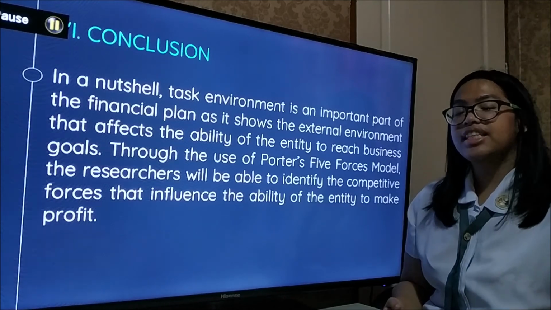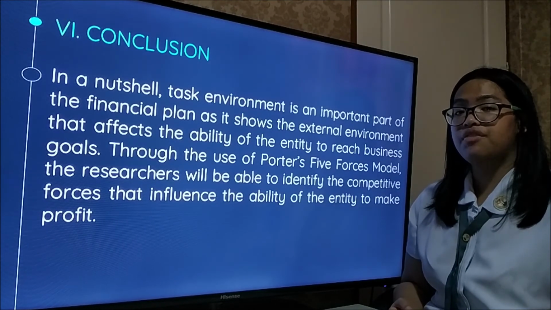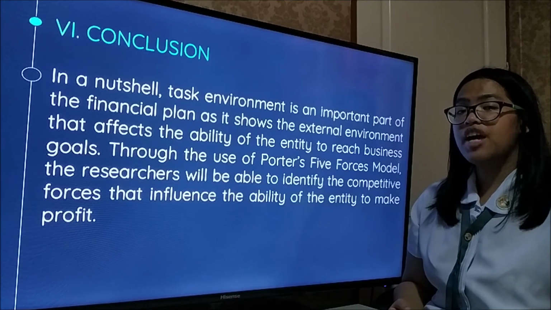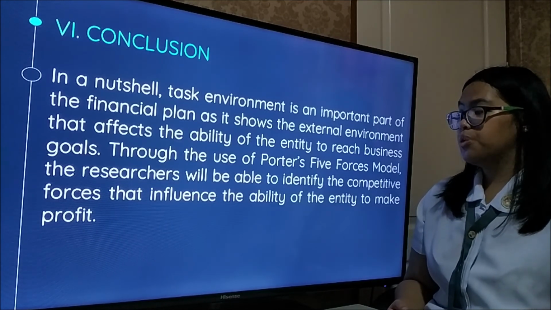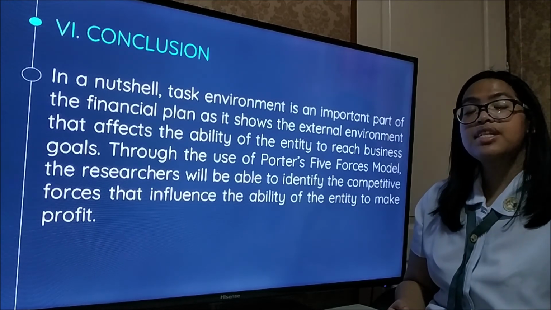In a nutshell, the task environment is an important part of the financial plan as it shows the external environment. Through the use of Porter's 5 forces model, the researchers will be able to identify the competitive forces that influence the entity's ability in earning a profit.